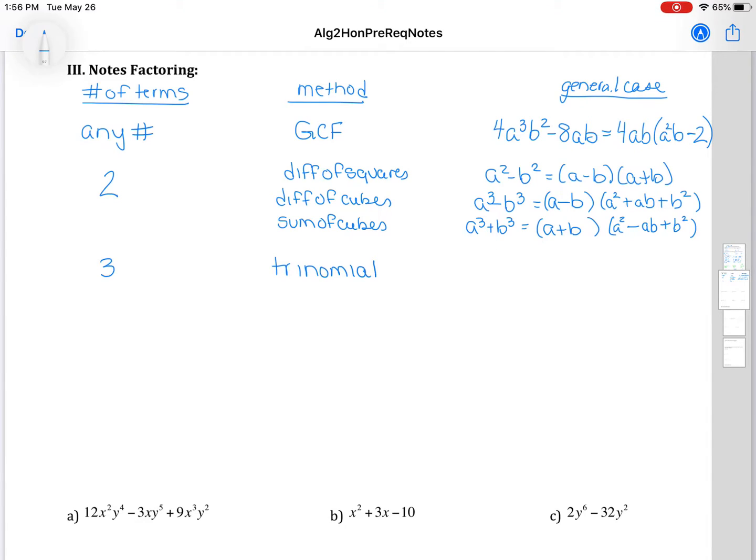If you have 3 terms, basically that is your trinomial method. Again, GCF is always to be used first, so always check GCF first. For trinomials, there isn't really a way of giving you a general case because there are so many. But if I give you x squared plus 5x plus 4, and you have to factor that, you get x plus 4, x plus 1. You also could have numbers in front of the x squared, lots of possibilities.